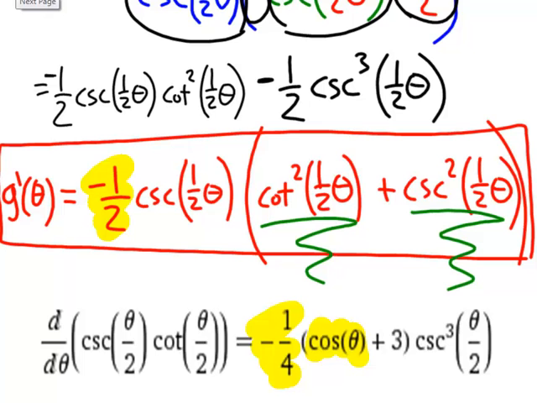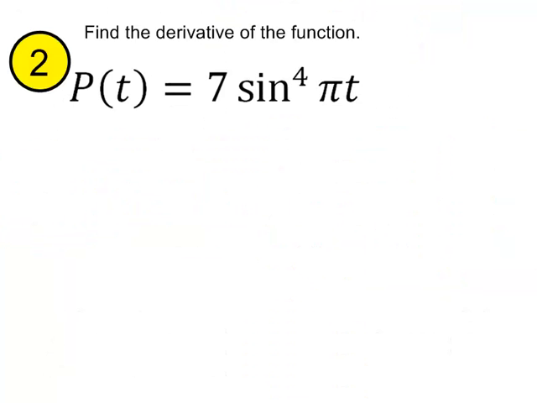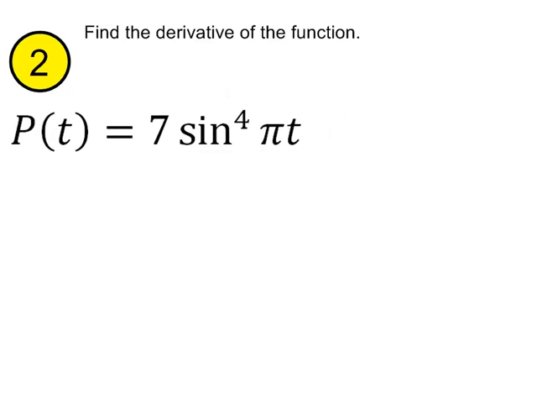All right, let's go on to the second one. Find the derivative of the function p of t equals 7 sine to the 4th power of pi t. Wow, this one always causes trouble for students. Typically, students don't recognize that this is a function within another function. This is a double chain rule, if you will. That's the first thing you've got to observe here.